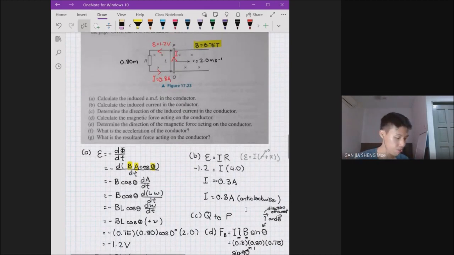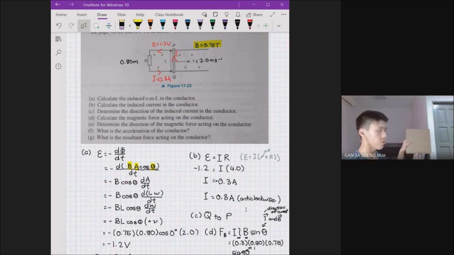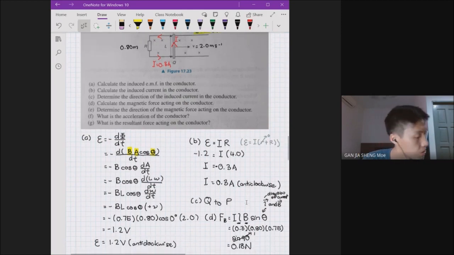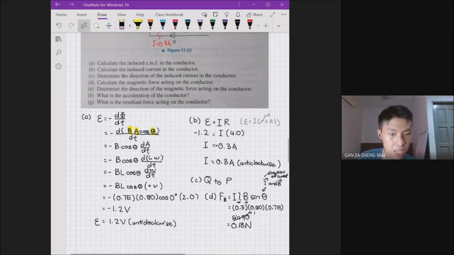So your direction of the force, your current is flowing upwards, so your fingers will be pointing upwards. And your magnetic field is pointing into the page, so your palm will have to slap into the page. Direction of the current flowing upwards, then your palm slap into the page, then it shows that your thumb is pointing to the left. So if your thumb is pointing to the left, then that means your magnetic force is pointing to the left.